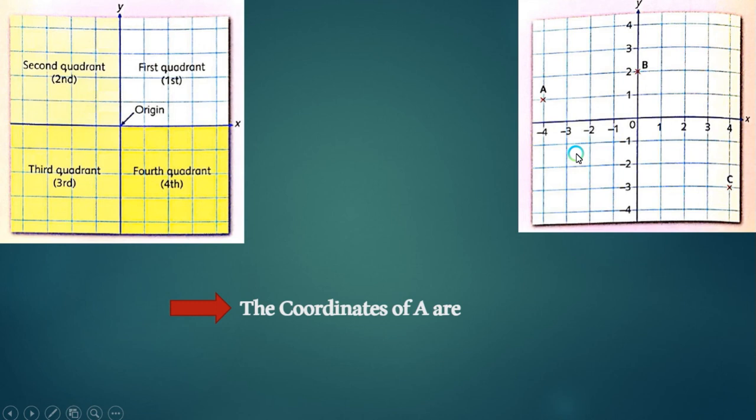Second one, the coordinates of B. What is the point B? This is my point B. First, I make the projection on the x-axis, it will be 0, and after that the y-axis will be 2. Third one, the coordinates of the point C. What is C? This is C. On the x-axis it equals 4, and on the y-axis it equals negative 3. So it will be 4, negative 3.